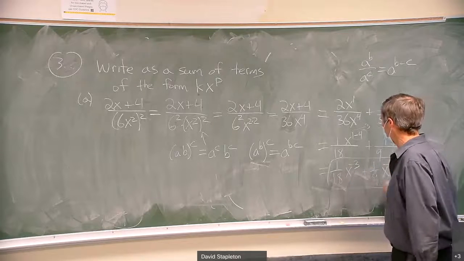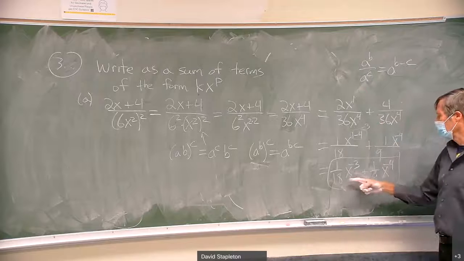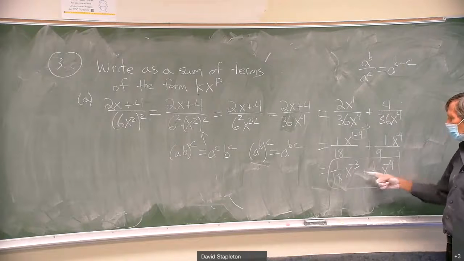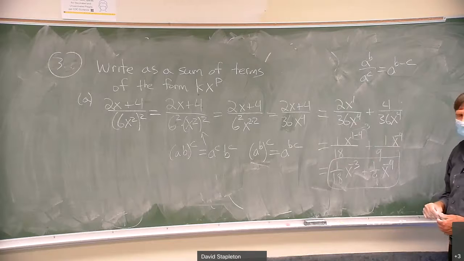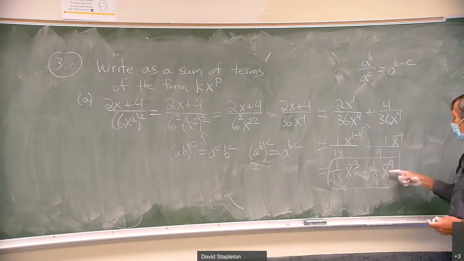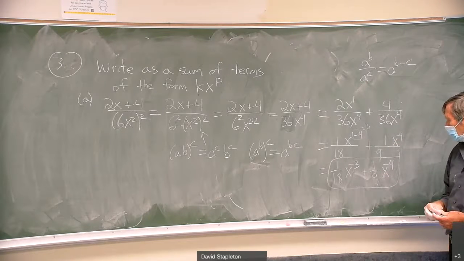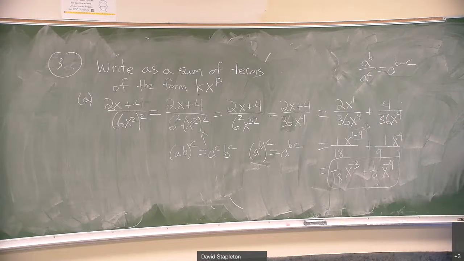That's what I'd like to see on the test: a number times x to the power plus a number times x to the power, a sum of two terms, equivalent to the first thing. You often have to do this in these power models, write it in this form.